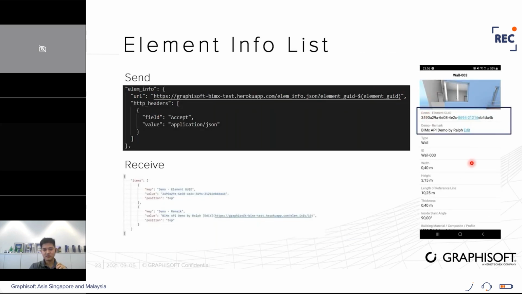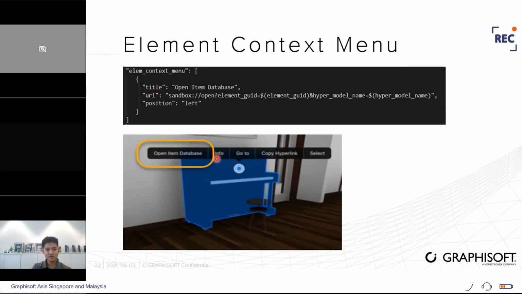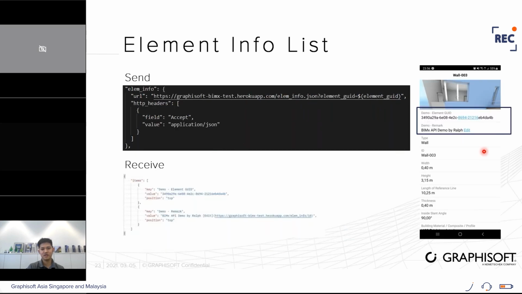The element info list, okay, so this one you can access if you click the info context menu, you will go to this element info list. You can also add items in here. In this case, we added this demo element GUID and demo remark. Okay, this works in a bidirectional way. If you click on these elements, it will send the data to the third-party app, and then it will receive the data that will be filled or updated into these items.